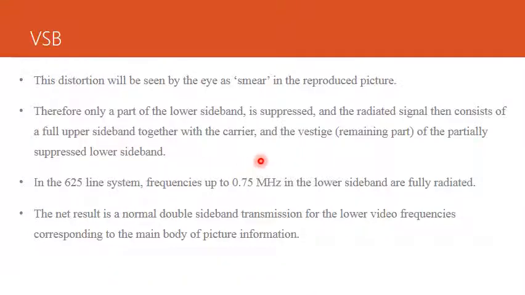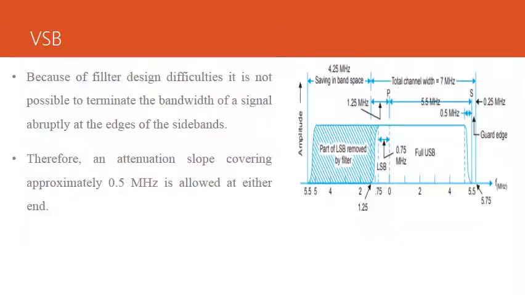So in the 625 line system, the frequencies up to 0.75 megahertz in the lower sideband are fully radiated. So we will transmit only 0.75 megahertz of the sideband. The net result is a normal double sideband transmission for the lower video frequencies corresponding to the main body of the picture information. The figure shows the saving of band space which results from the vestigial sideband transmission.